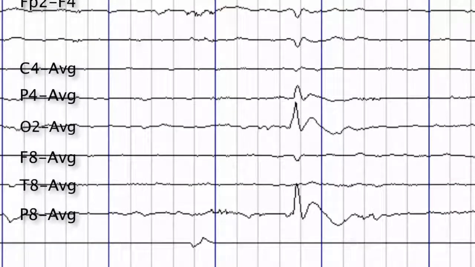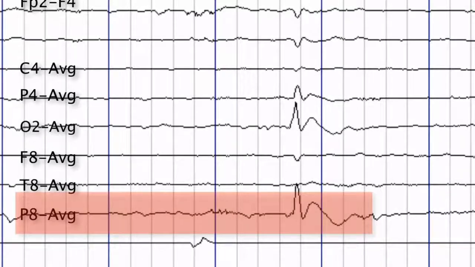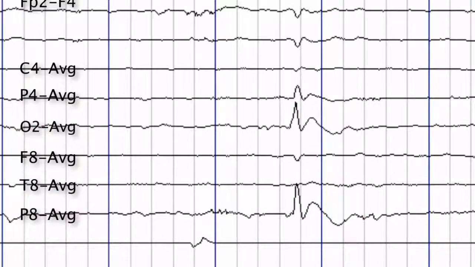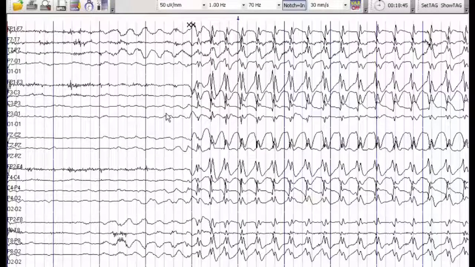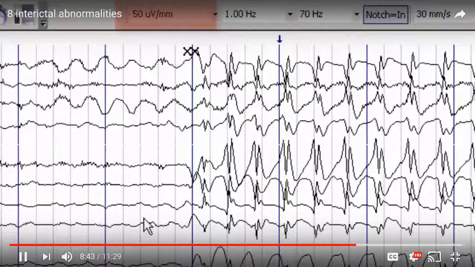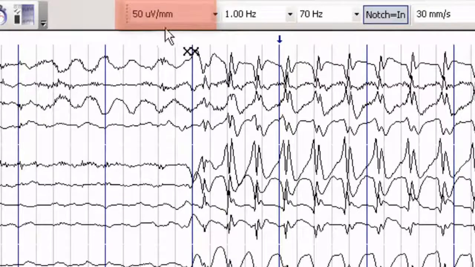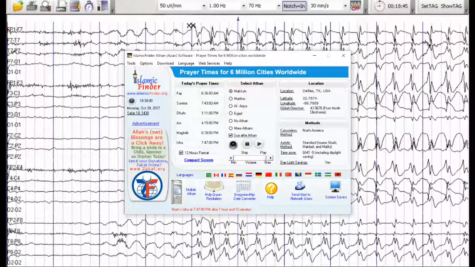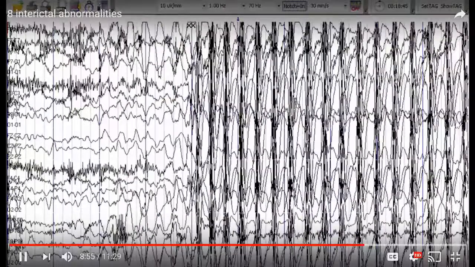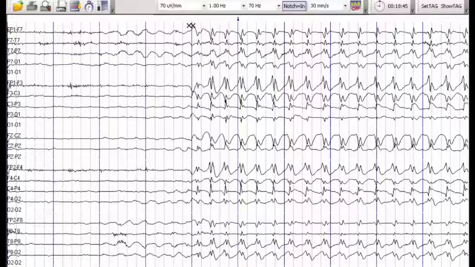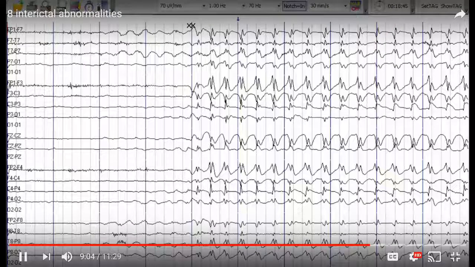When we switch to an average reference montage, we indeed see that this discharge has a maximal electronegativity at P8 and O2. This discharge also has a very nice example of a classic high voltage aftercoming slow wave. This is an example of a very different type of epileptiform abnormality. Note that the sensitivity on this study has been decreased dramatically to 50 microvolts per millimeter. For the sake of perspective, I will increase the sensitivity up to the usual 7 or 10 microvolts per millimeter, and you can see how high voltage these abnormalities are. Decreasing the sensitivity back down allows us to look more carefully at these discharges.